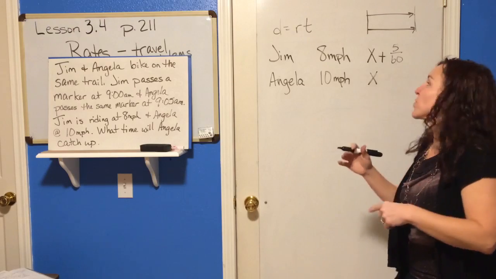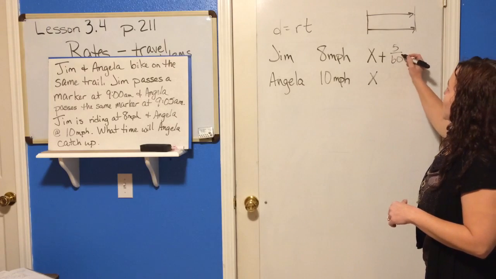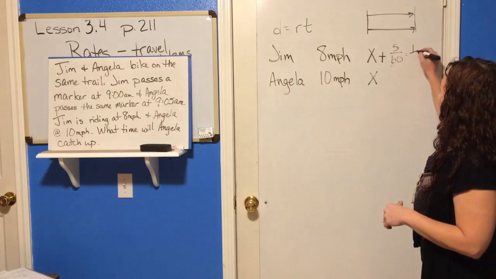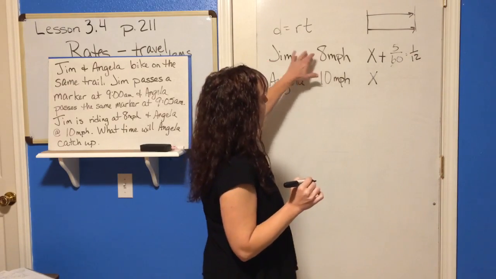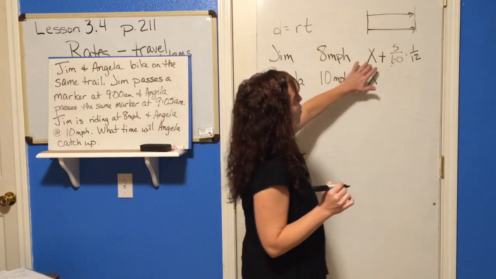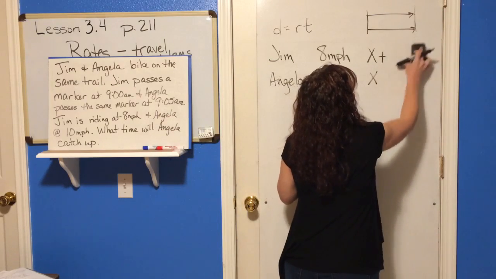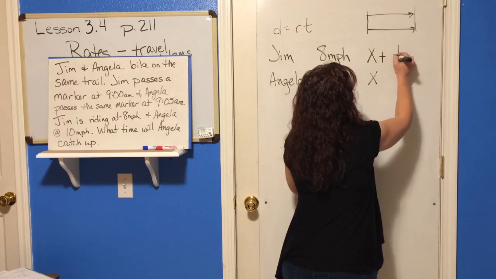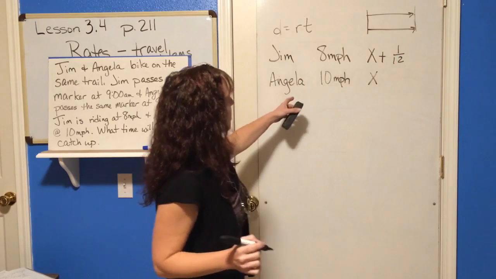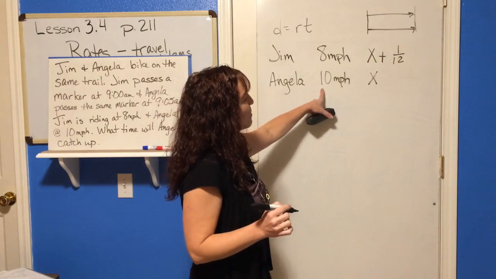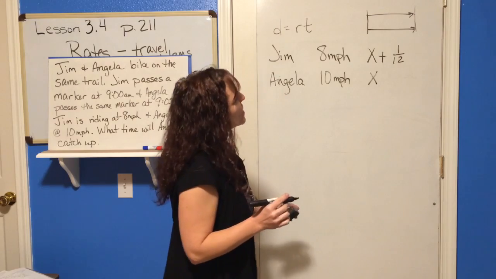So that 60 transition number is going to be used a lot. We used it in the last problem. We'll use it in this one. And then if you've got 5/60ths, you can reduce this down as 1/12. Okay, so now Jim is traveling at 8 miles per hour for x plus 1/12 amount of time. And let's just make that neater, x plus 1/12 now, because that's 1/12 of an hour. And Angela is traveling 10 miles per hour for x number of hours.